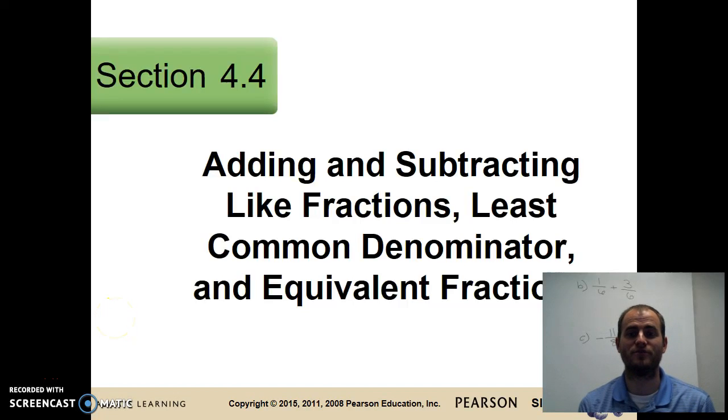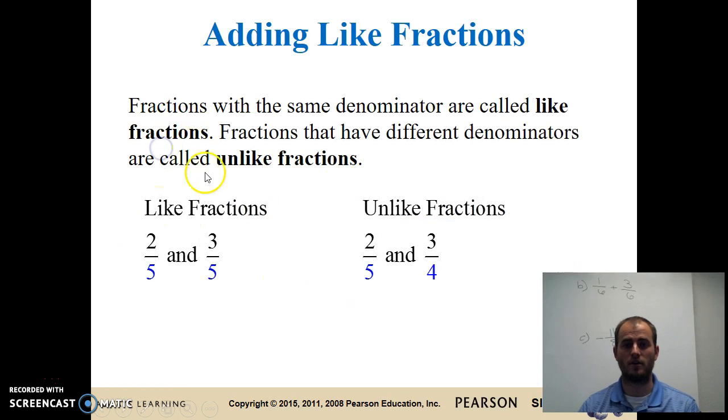Section 4.4 is on adding and subtracting like fractions, how to find the least common denominator, and how to find equivalent fractions. So first of all, let's talk about adding like fractions. Fractions with the same denominator are called like fractions. If they have different denominators, they are unlike fractions.